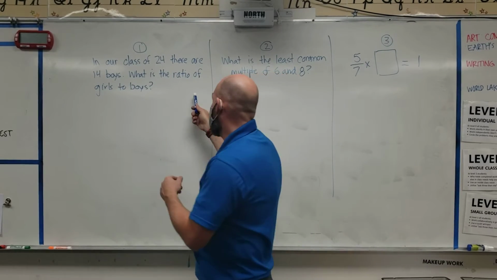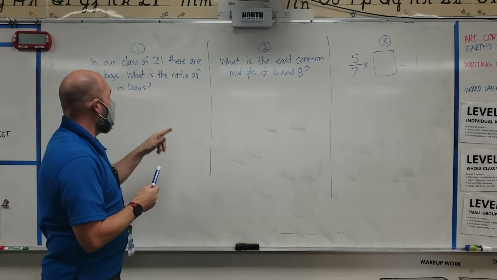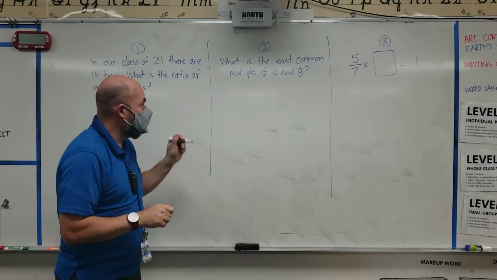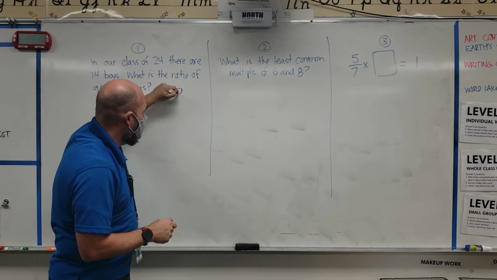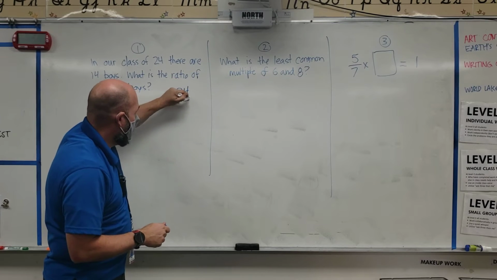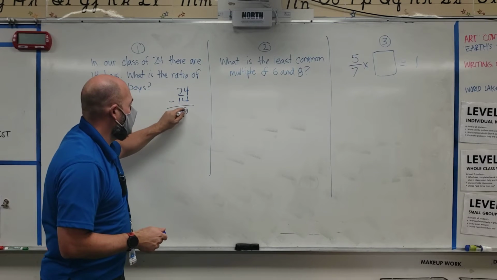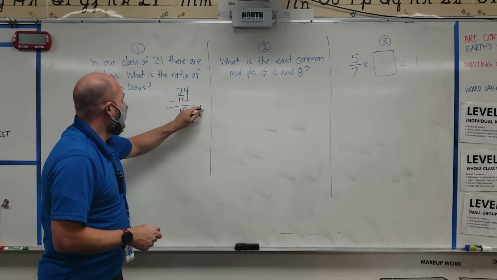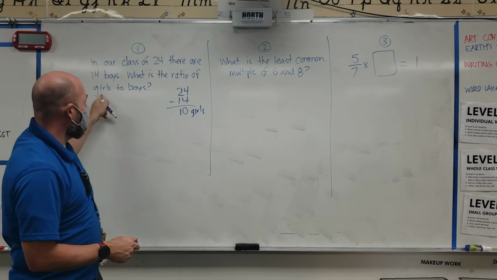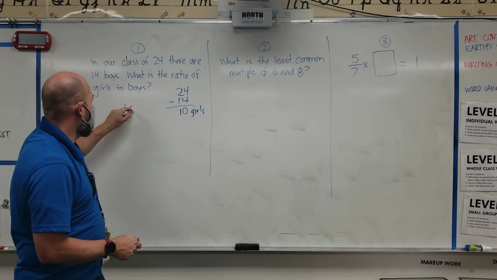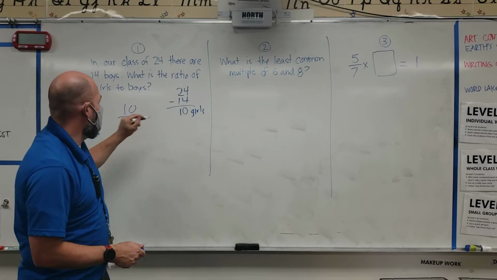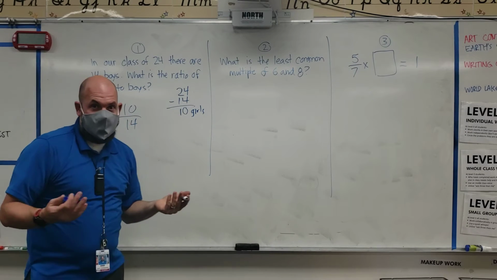All right, so first we just want to take, if our total is 24 and we know 14, then we have to find the unknown quantity, which is 24 minus 14. That's going to tell us how many girls. So we're going to have 10 girls. Now, what's the ratio of girls, 10, to boys, 14? Our first answer is 10 to 14.